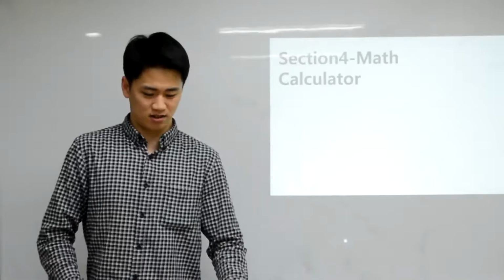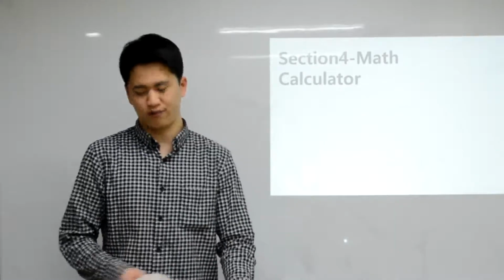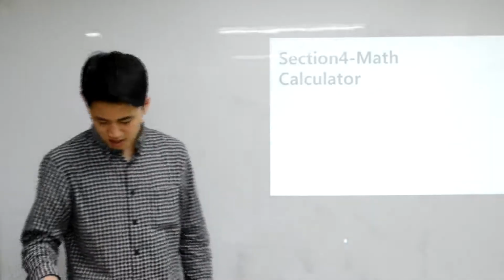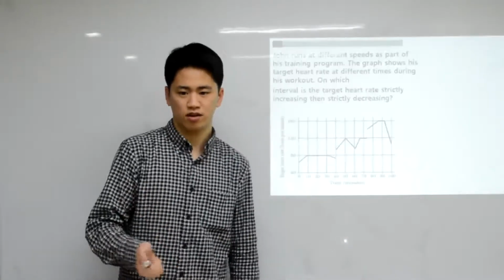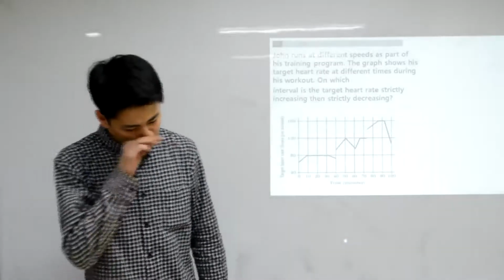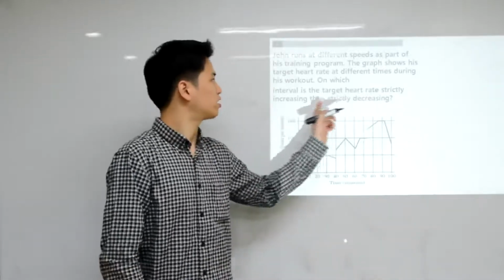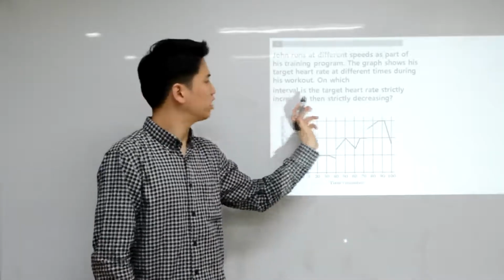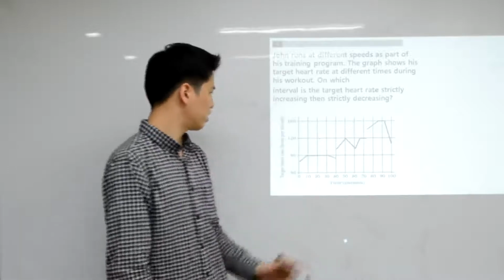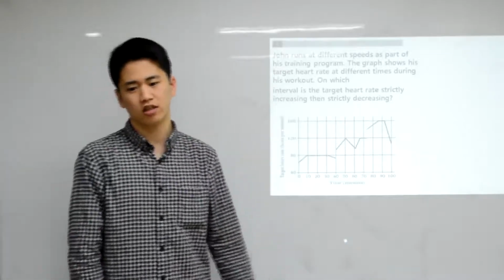So welcome back. We'll continue with section 4 of the first SAT practice test. And let's start straight away. Let's go to number 1. So let's read the last part. It says, on which interval is the target heart rate strictly increasing then strictly decreasing?